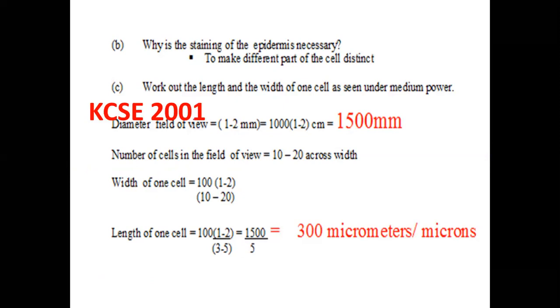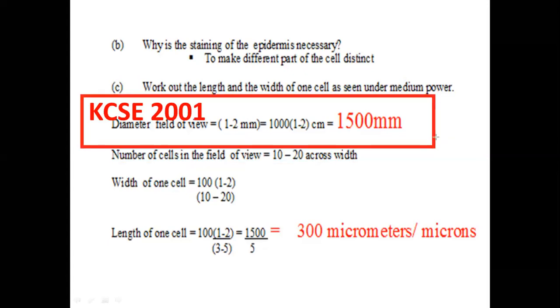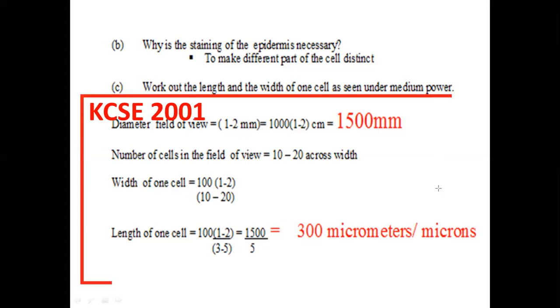In case you are looking for the length, because like now in 2001, if you look at the question of 2001, the students were either to estimate the diameter of the field of view, or use the width or use the length. The marking scheme was open. Those who worked with diameter, they could still score. Those who used the width, they could still score. Those who used length, they could still score.